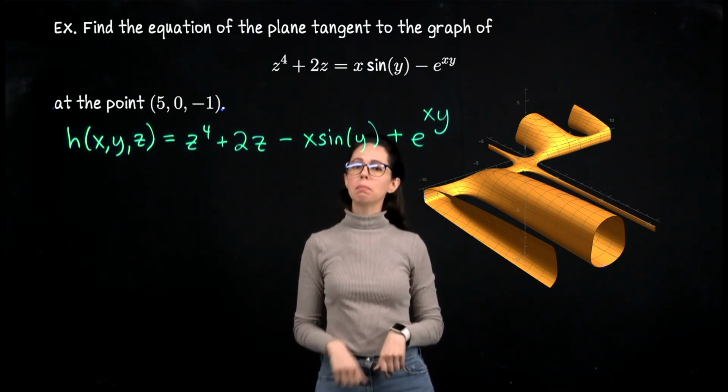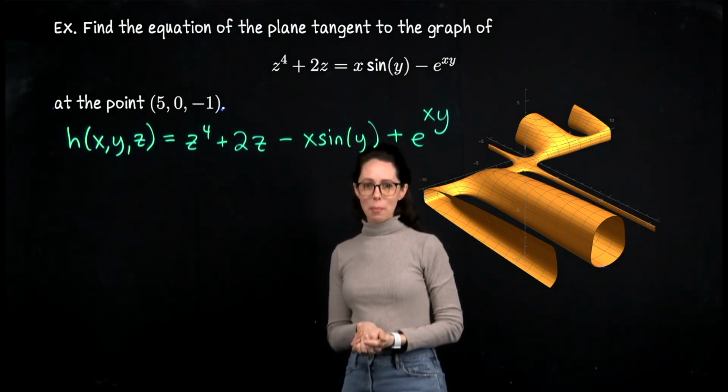Okay, our next step is to compute the gradient of h and then evaluate it at the point in question, that's 5, 0, -1. That's just a computation, but go ahead and do that. We will come back and compare.